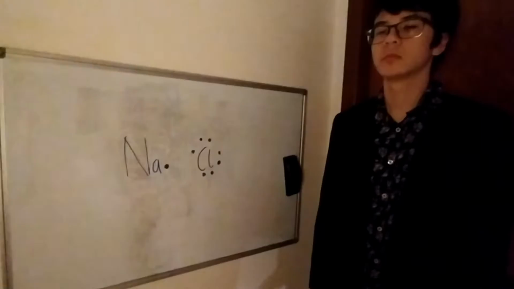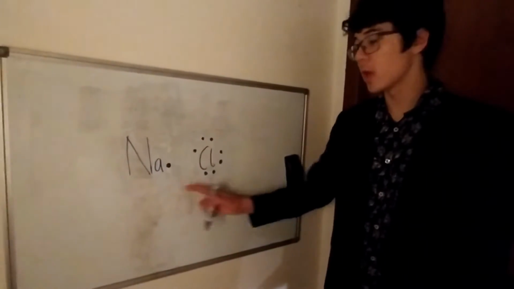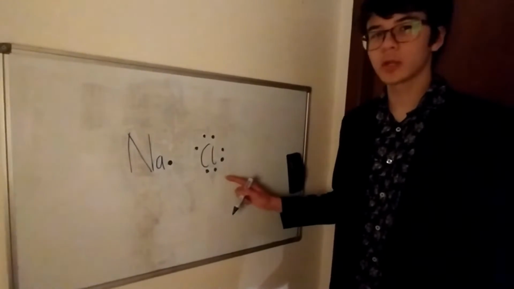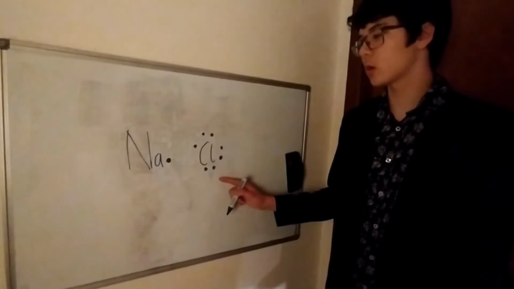Now this is an example of strong bonding. This is ionic network bonding. Let me explain. This is sodium, and this is chlorine. On ionically bonding, these two make sodium chloride.